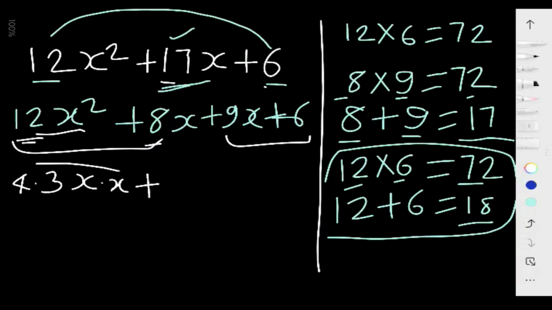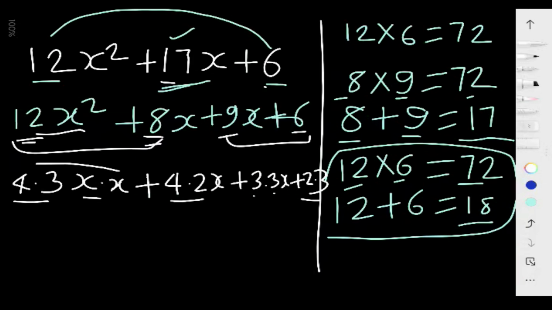So for 8x, we can write 4 into 2x, then here 3 into 3x, okay, plus 2 into 3, that means 6. Here is the 9x, here 3 into 2 is 6. 3 into 3 is 9, 4 into 2 is 8, 4 into 3 is 12, x into x is x squared. Okay, we got it. So in both, what is the common?